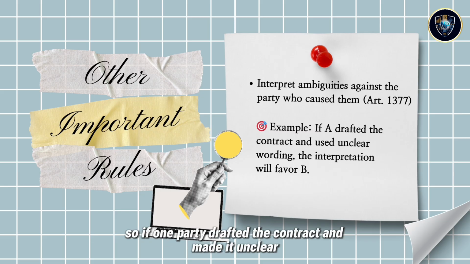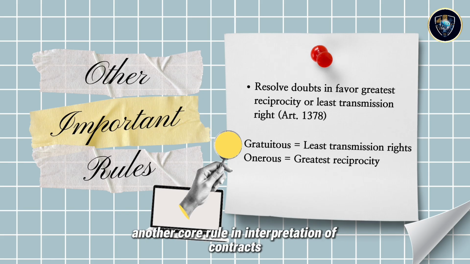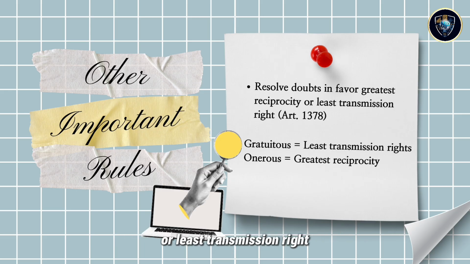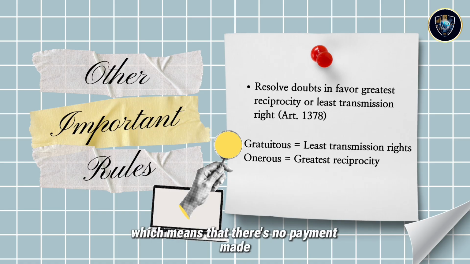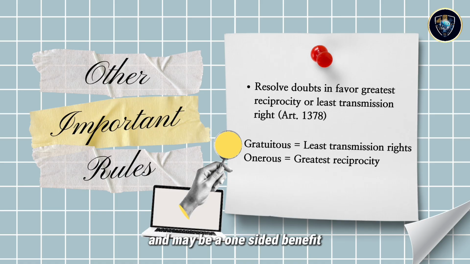So if one party drafted the contract and made it unclear, they bear the consequences. Another core rule in interpretation of contracts is to resolve doubts in favor of greatest reciprocity or least transmission of rights. This rule has 2 parts. The first one is for gratuitous contracts, which means that there's no payment made and may be a one-sided benefit. For instance, a donation.